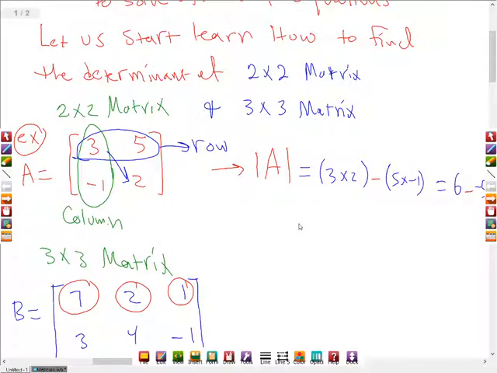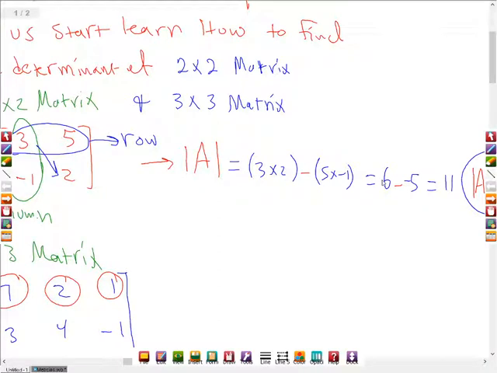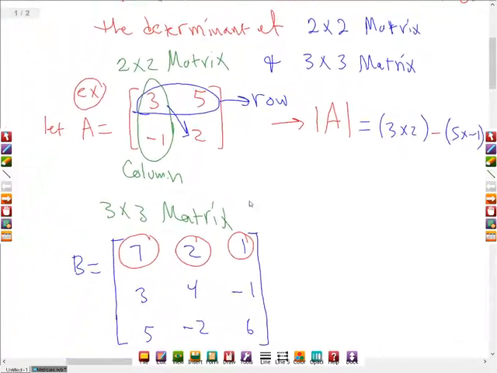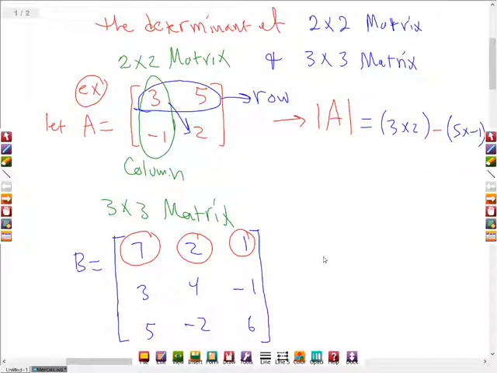All what you have to do is go to this row and this column. You see this first element here, 3 times 2. With the sign in the middle, minus, open parentheses, 5 times -1. Good? Okay. 3 times 2 is 6. 5 times -1 is -5. Negative and negative is positive. 6 plus 5 is 11. Easy and simple. That's the determinant for a 2 by 2 matrix.